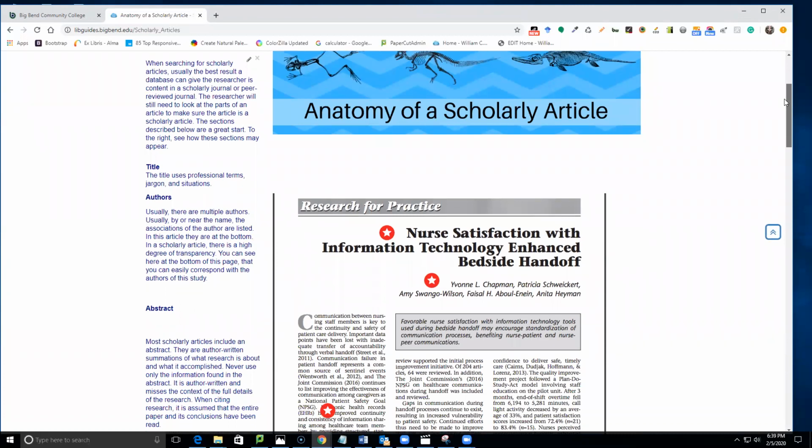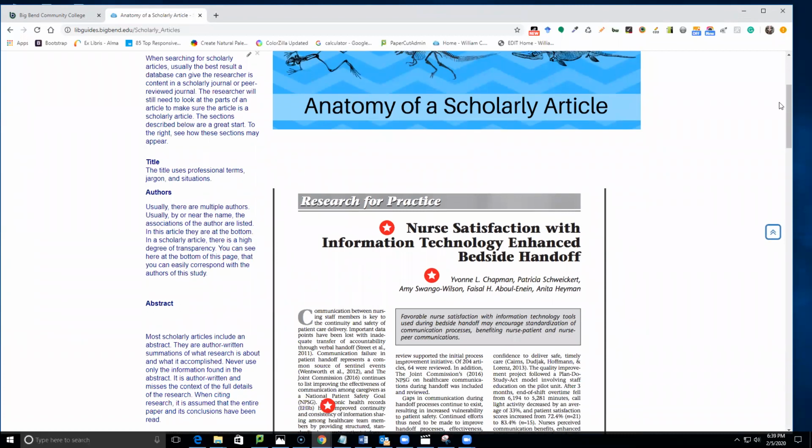When you're searching for a scholarly article, you actually have to make sure that it is one. Most of our databases will have a little block that says check for a scholarly article or peer-reviewed, but what it's really saying is it can find that journal. It can't tell you that that article will be a scholarly article, so that's why it's really important that you know what it is.